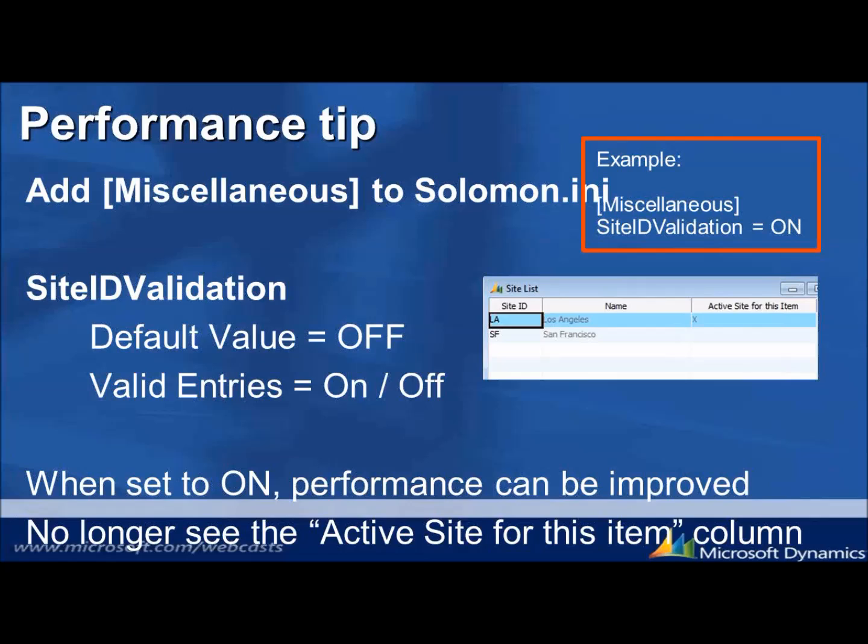So you can turn that off by setting the validation to on. It's kind of counterintuitive, but if you set that to on, it removes that field from the PV, because typically you know which site you're looking for and you know which site you want to use it in. You don't really care whether it's been active or not. So that's another tip to speed up your processing if you're using that.